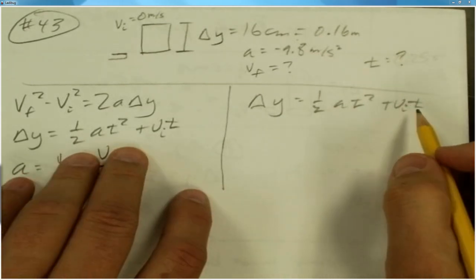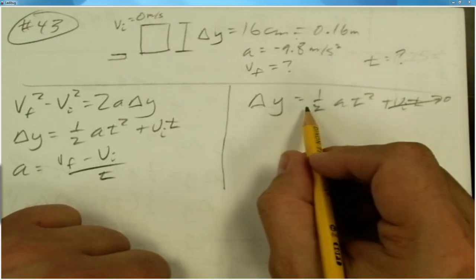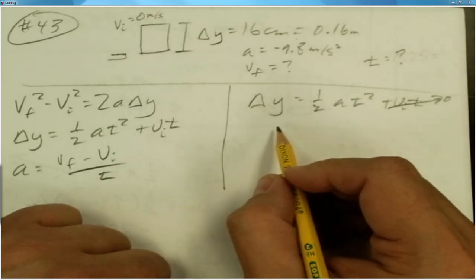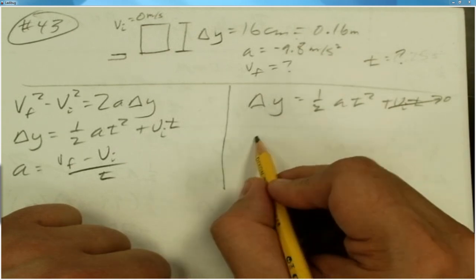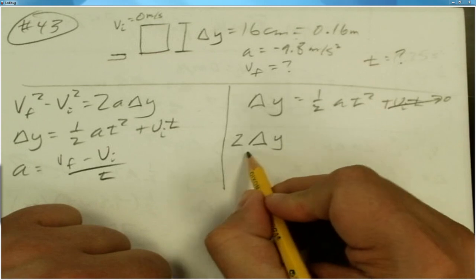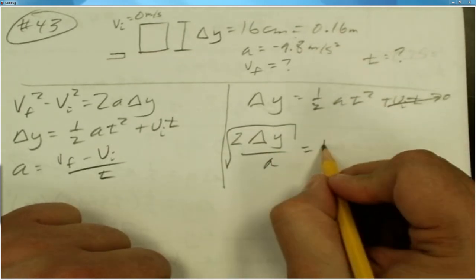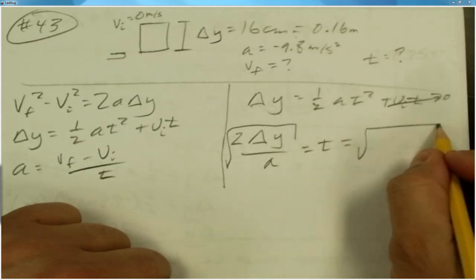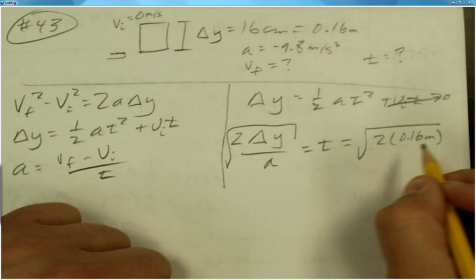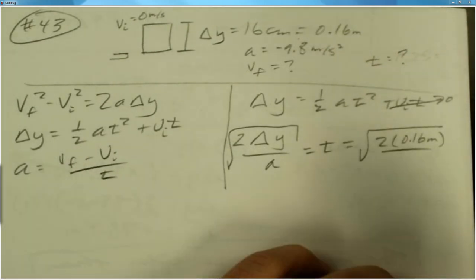The reason I like the second one is v initial is 0, so this goes to 0. And I want to solve for time. So, I have y and I have a. So I'm going to multiply both sides by 2 and divide by a and take the square root of both sides. So 2 delta y over a, take the square root of both sides, is equal to t. That's going to be equal to the square root of 2 times 0.16 meters divided by, wait a second.